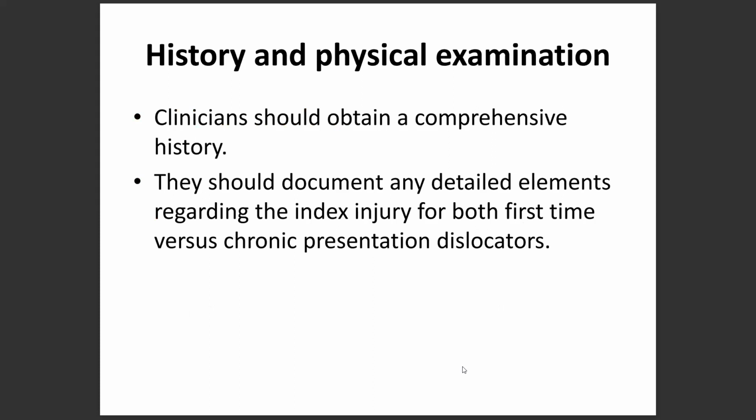History and physical examination. When we, as a therapist, are going to examine a patient with shoulder dislocation, we need a very comprehensive history. For that, we have to examine all the neighboring areas, including the cervical area and the elbow joint, to have data from all the surroundings and a clear picture of the patient. So clinicians should obtain a comprehensive history, and they should document any detailed elements regarding the index injury for both first time versus chronic presentation dislocators.